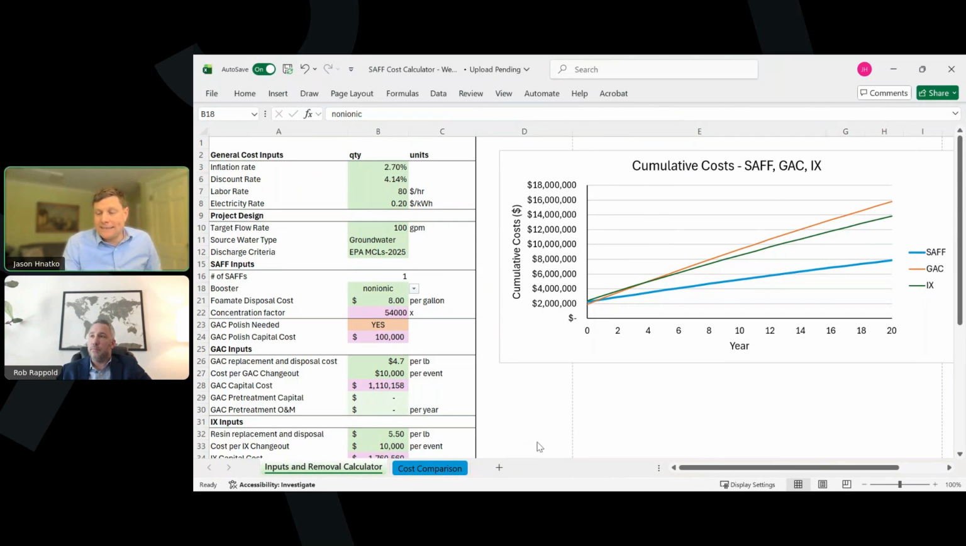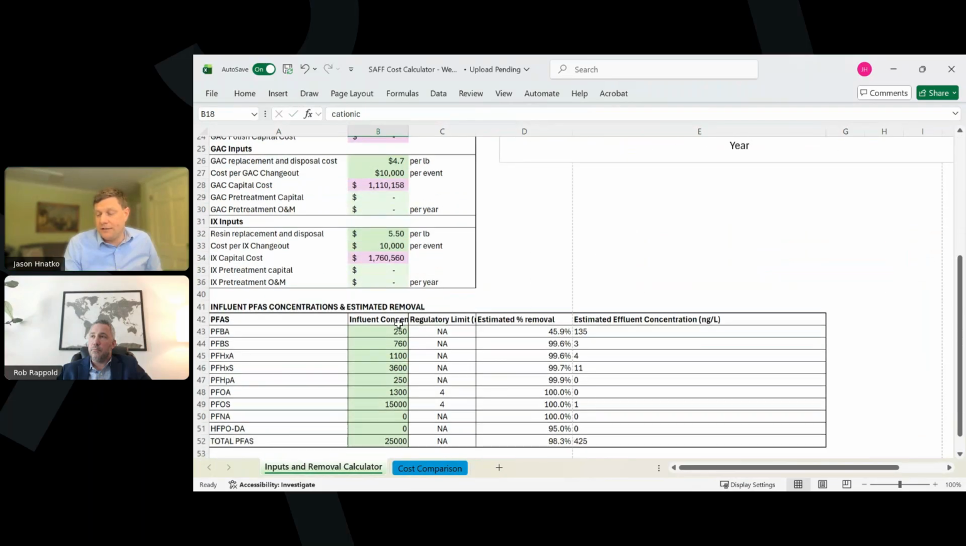Now, our best case scenarios here are if we use a cationic surfactant. Now, you can't use that in all water types or in all situations, but the cationic surfactant will give you the best PFAS removal rate. So if we switch to the cationic surfactant, we see that line drop down and get a little bit flatter even more. And the reason for that is we no longer need that carbon polish after SAFF.